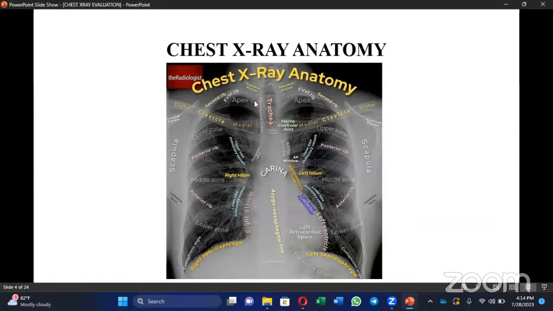Now, let's look at the lungs. The lungs appear dark. Just as I said earlier, it is an air-containing structure, so it appears dark. The very topmost part of the lungs is called the apex, and then the very bottommost part of the lung is the base of the lung, right?